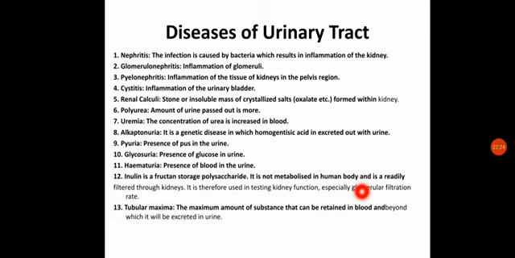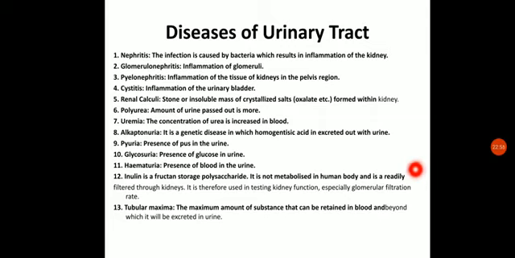It is readily filtered through the kidney. It is therefore used in testing kidney function. So this inulin is important. Inulin is a fructose polysaccharide which is not metabolized by the human body, and it will be easily filtered by the kidney. Therefore it is used for testing kidney function, especially the glomerular filtration rate. So we can test whether the kidney is functioning properly or not by inulin.